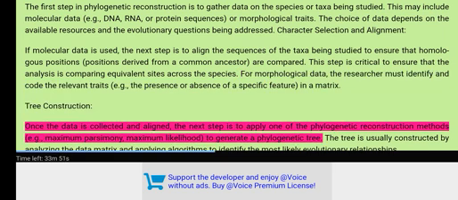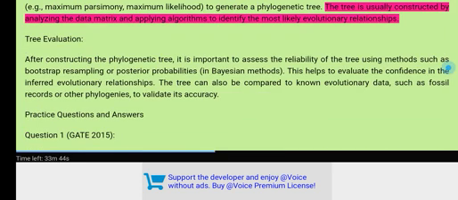Tree construction. Once the data is collected and aligned, the next step is to apply one of the phylogenetic reconstruction methods, e.g., maximum parsimony, maximum likelihood, to generate a phylogenetic tree. The tree is usually constructed by analyzing the data matrix and applying algorithms to identify the most likely evolutionary relationships.